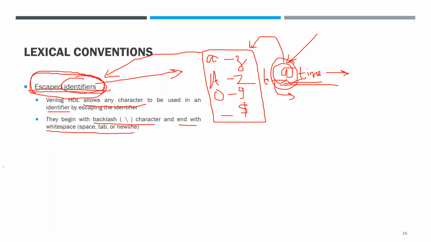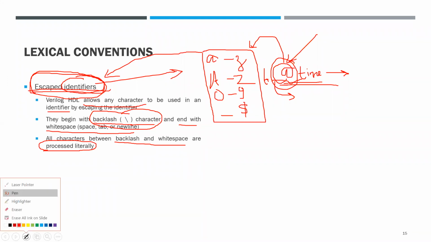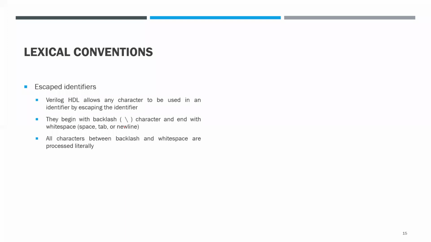So here one thing to remember is you should have a backslash character in that. So we'll just check out a few examples in this case. So all characters between the backslash and white space are processed literally. So that will be acting as the identifier here. So between the backslash and the white space, whichever characters are present, those all will be considered in their literal form.